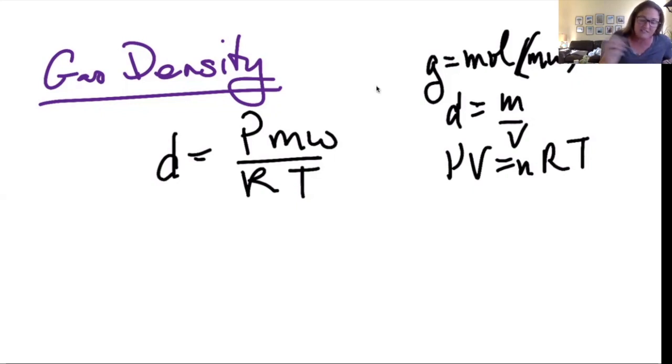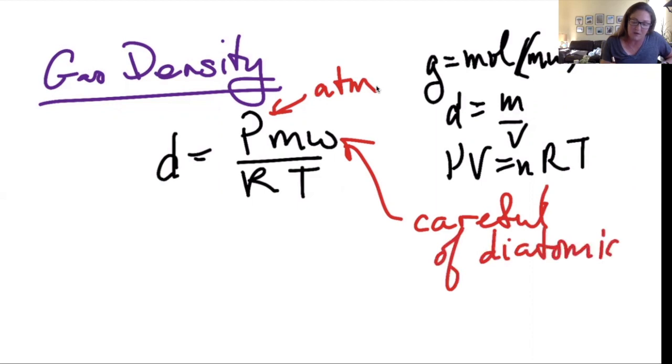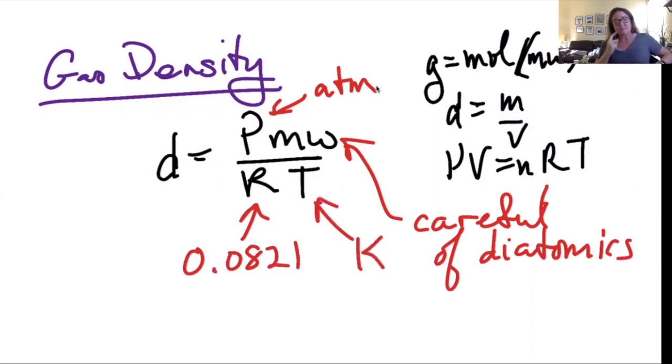Like PV equals nRT, the units that we're plugging into this formula matter. Since it's derived from the ideal gas law, the pressure that we're going to use is going to be in atm. MW is the molecular weight, but you need to remember to be careful of diatomics. R is the same gas constant as it's always been, so 0.0821, and T is the temperature in Kelvin.